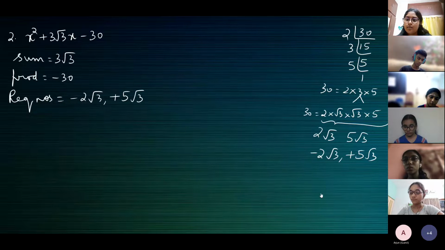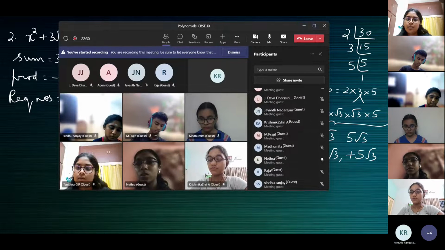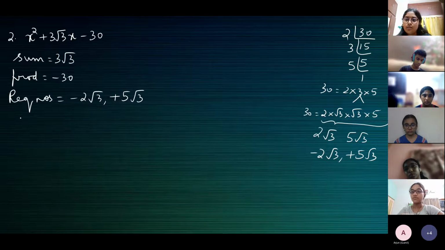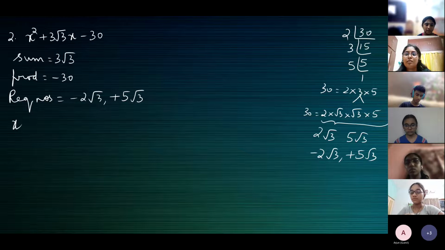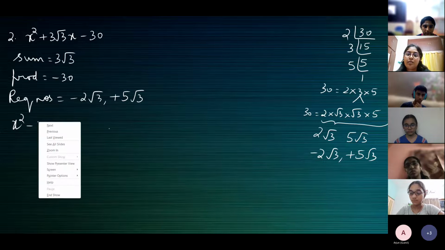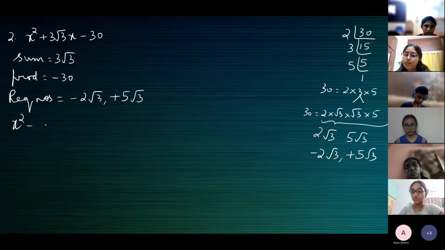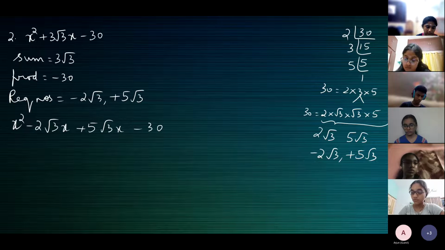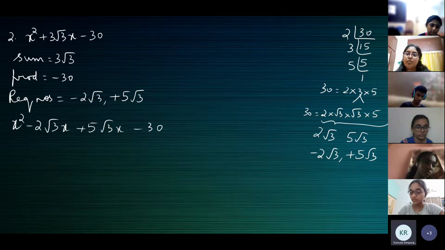Okay, Netra has also not watched all the videos. Okay, Sindhu. Yes. The next step is x square minus 2 root 3 x, plus 5 root 3 x, minus 30. Very good. We split the middle term like this. Very good. Next, what's the next step?